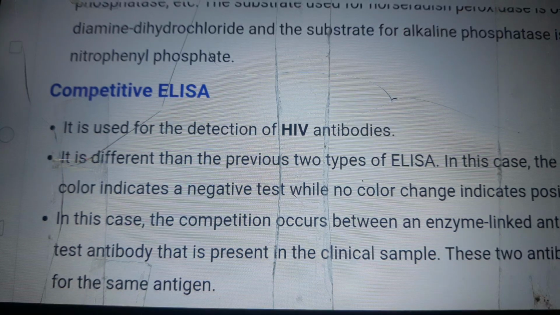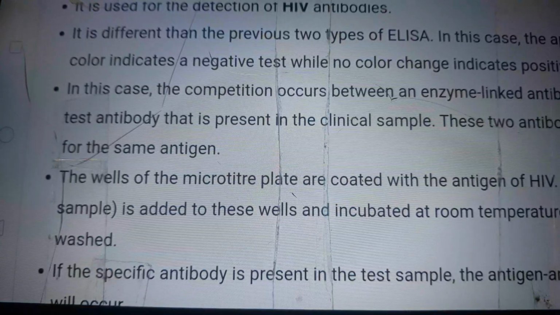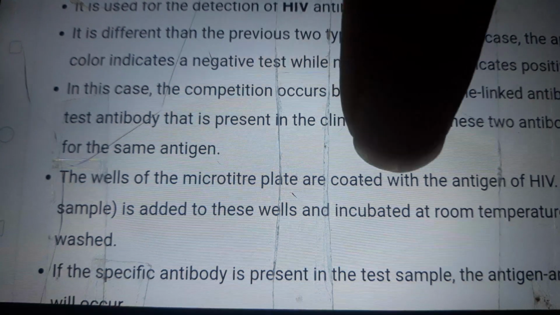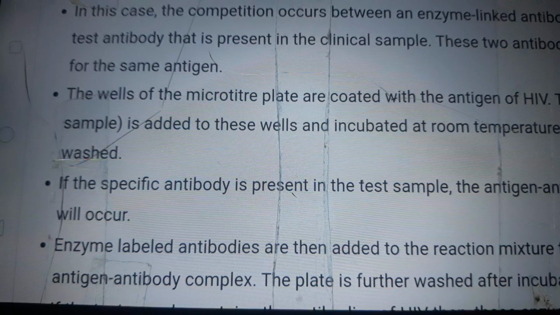Competitive ELISA. It is used for the detection of HIV antibodies. It is different from the previous two types of ELISA. In this case, the appearance of color indicates a negative test, while no color change indicates a positive result. Here, the competition occurs between an enzyme-linked antibody and a test antibody that is present in the clinical sample. These two antibodies compete for the same antigen.